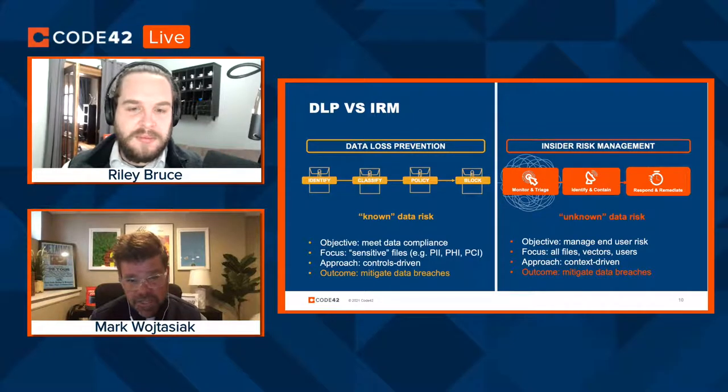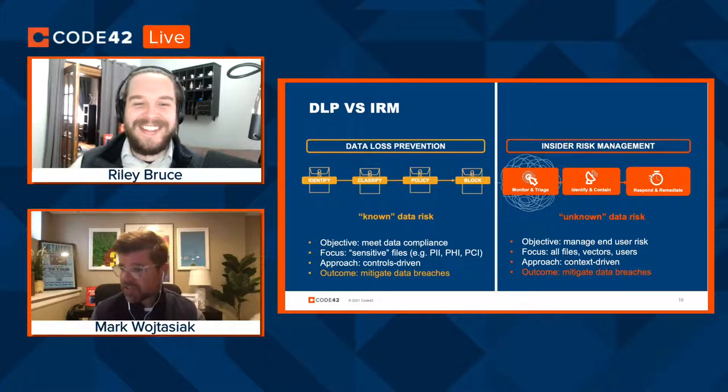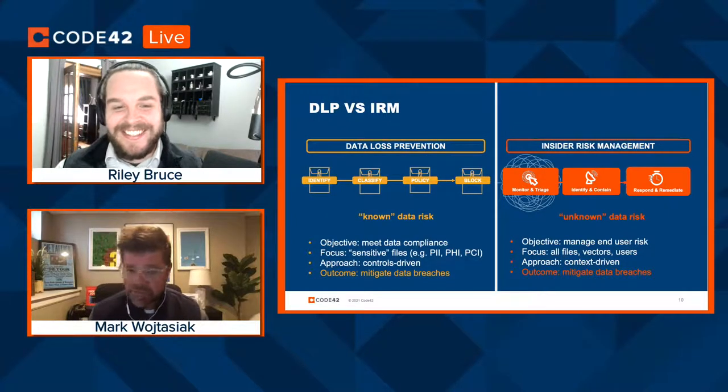You're just looking at it through the lens of insider risk, or what we call here managing end user risk, across all files, vectors, and users, which factor into the formula. And we have internal debates on this all the time. It's like, is IRM a replacement for DLP? Fundamentally, we believe so.